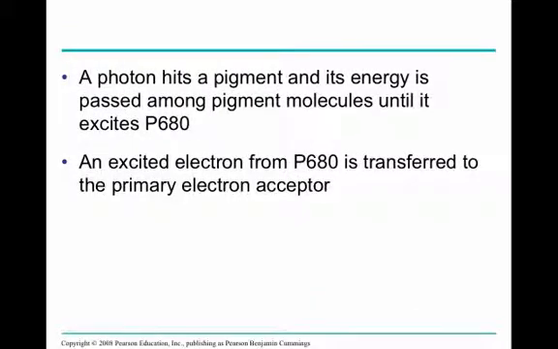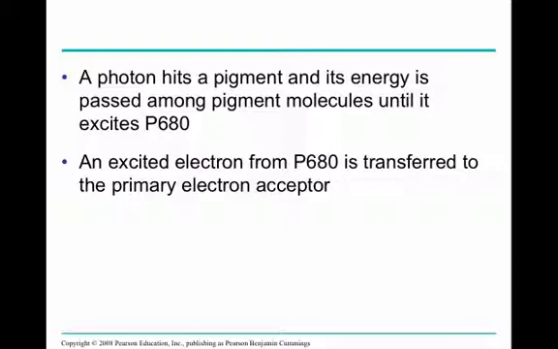So how does it work? First of all, a photon is going to hit the pigment in the photosystem, that energy gets passed from the pigment molecule until it gets passed to chlorophyll A in photosystem 2, or P680, right?